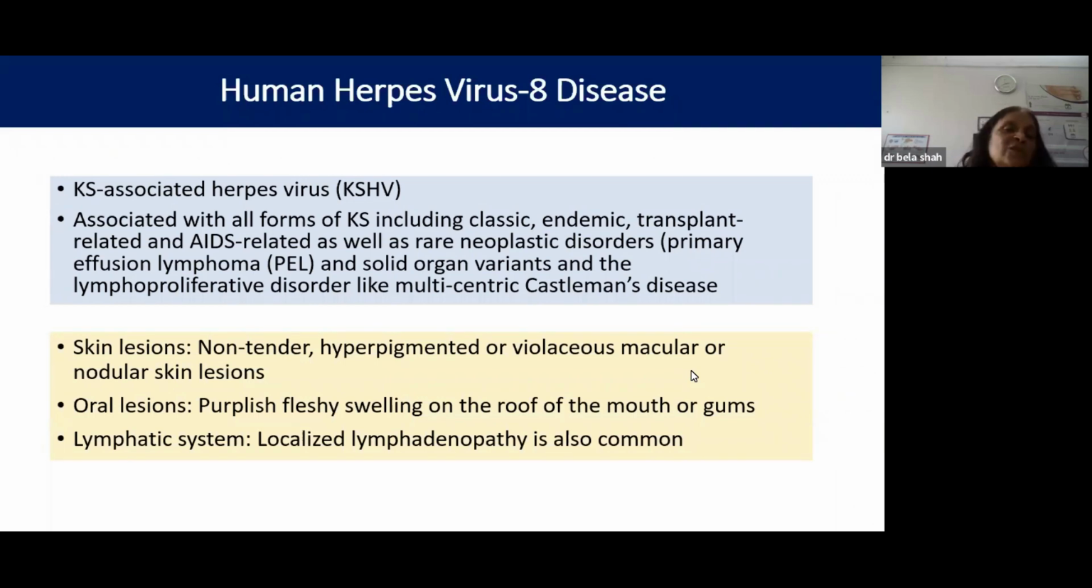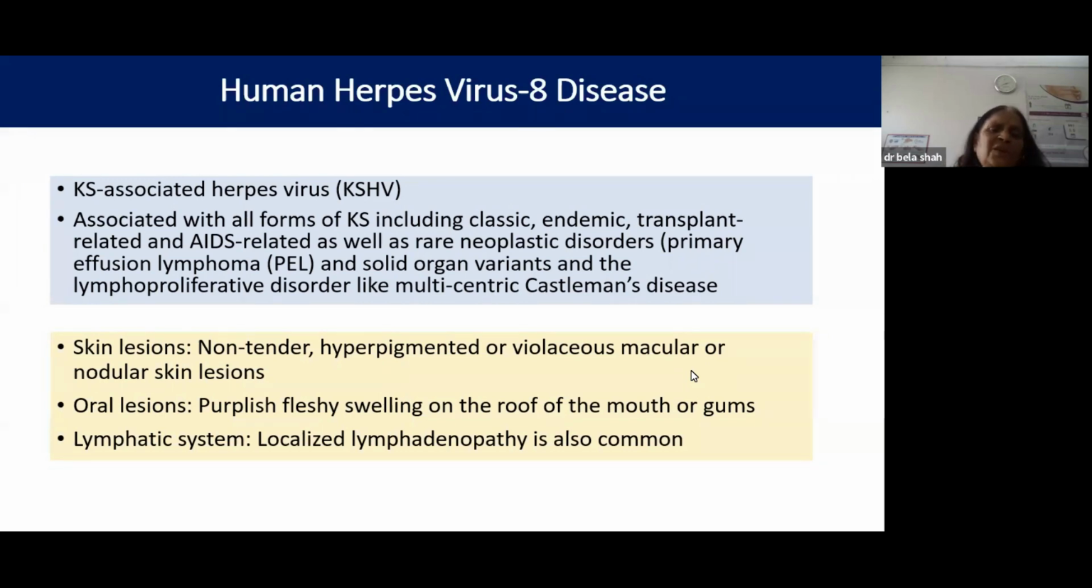It is also caused by one of the subset viruses of the herpes group. So we have to remember that herpes virus infection is associated with all subsets of Kaposi sarcoma, whether it is the endemic subtype, classic, transplant related, or even AIDS related.